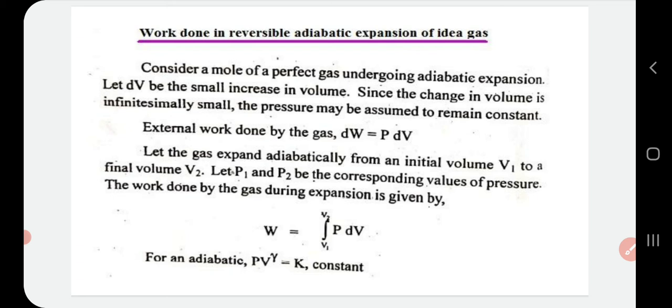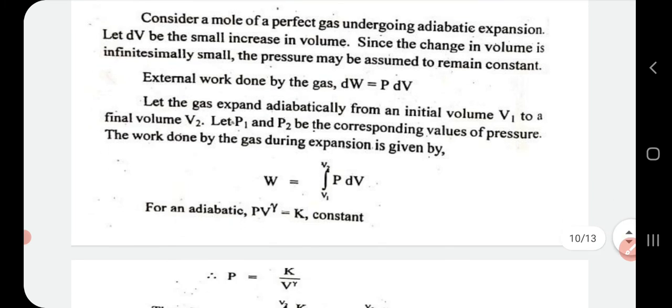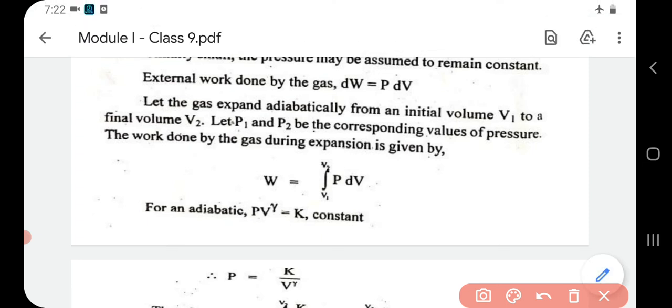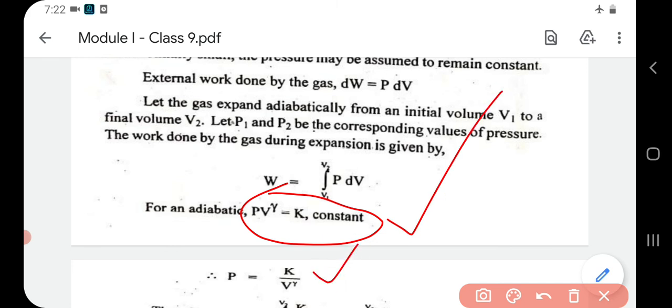So in order to find the total work done, we have to integrate. So W will be the integral from V1 to V2 of PdV. Now we have already seen the adiabatic equation in the earlier session, that PV to the power gamma is equal to K, a constant. You have to make use of this property. From this, P is equal to K by V raised to gamma.